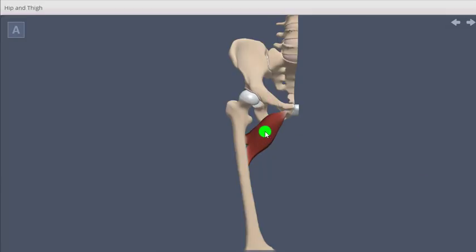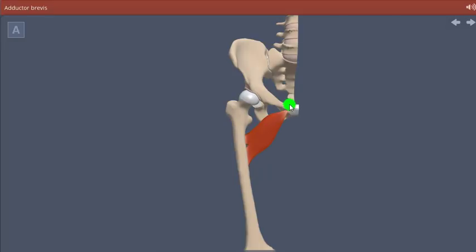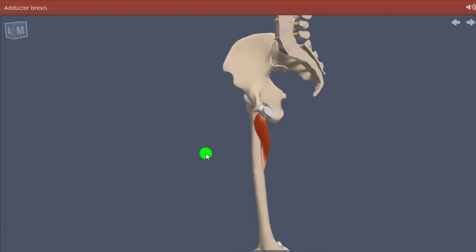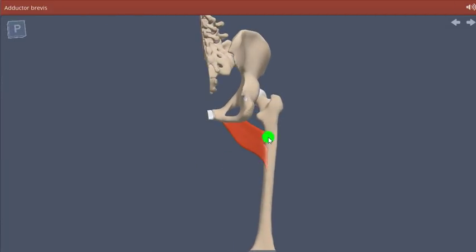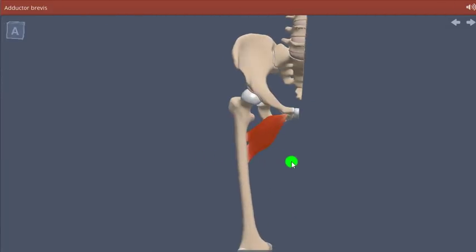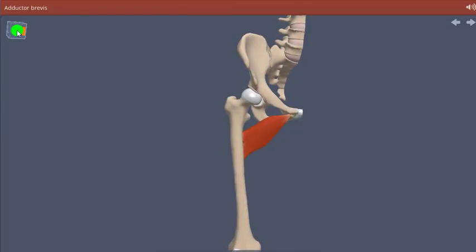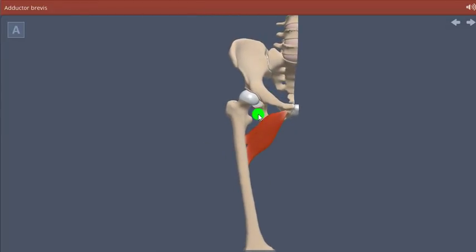Next muscle is adductor brevis. It takes origin from the body and the inferior ramus of pubis. It's inserted again into linea aspera, upper half of linea aspera. It's supplied by obturator nerve. The two divisions of the obturator nerve run anterior and posterior to this muscle.